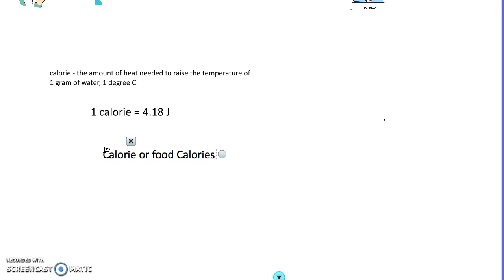And food calories are actually equal to 1,000 calories, or 1 kilocalorie. Okay, and so when we say, for example, a candy bar has 220 calories, those are food calories. It's really 220,000 little c calories. So we use food calories, or big C calories.